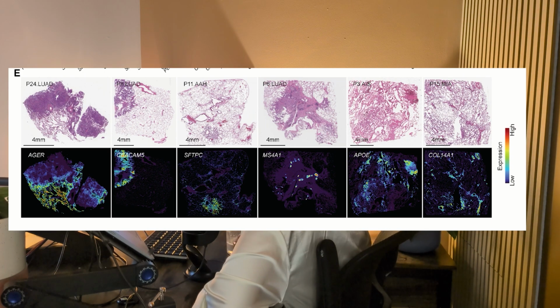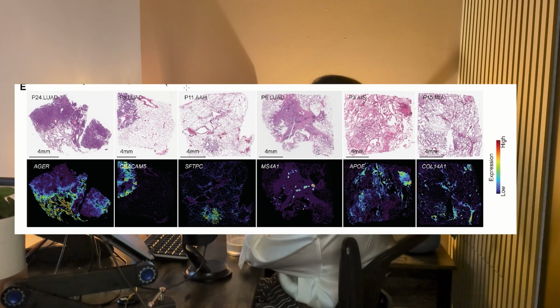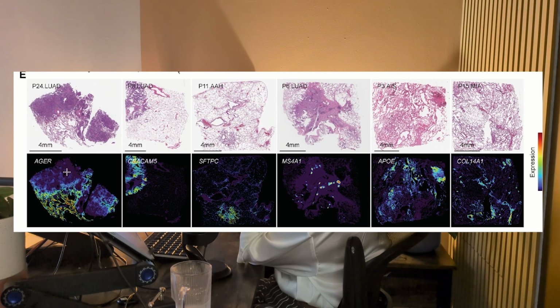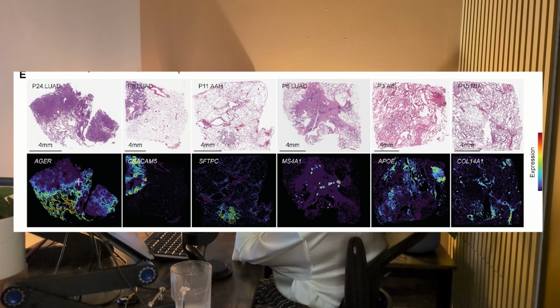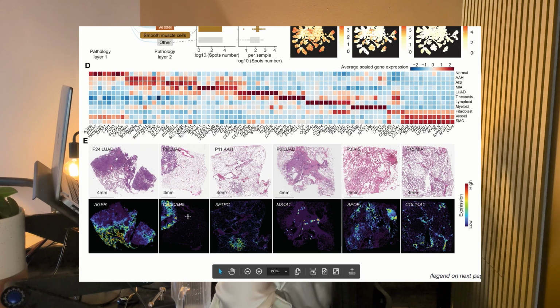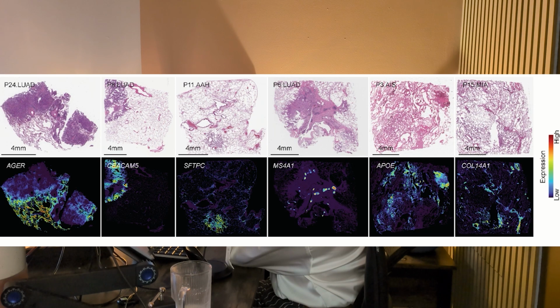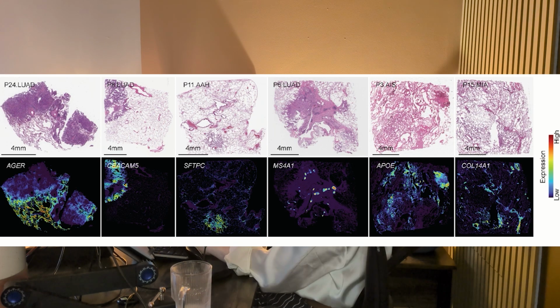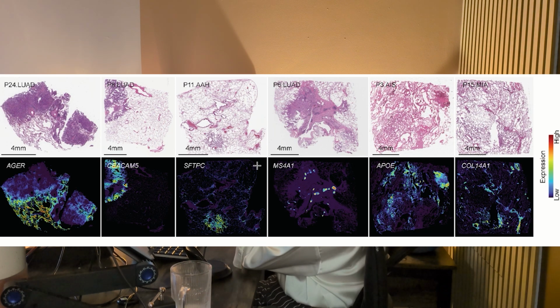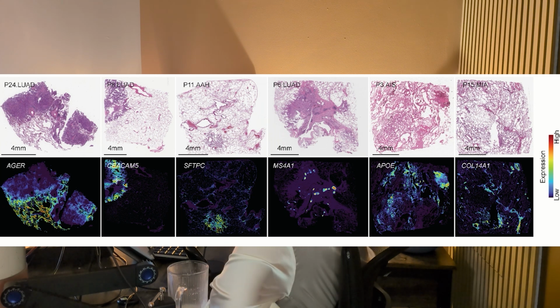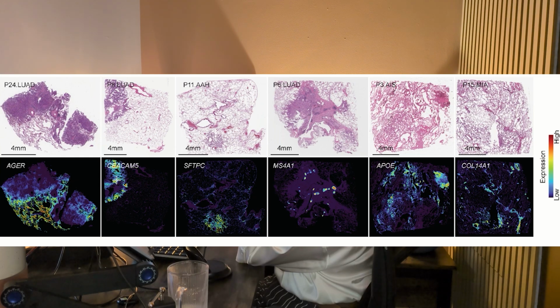This is where spatial modality shines. You can see SFTPC clearly marking normal alveolar regions, AGER marking AT1 cells, CEACAM5 highlighting tumour clusters, and MS4A1 identifying lymphoid aggregates. This panel makes spatial structure of the lesions visible, the alignment of molecular identity with architecture, and sets the stage for all the higher resolution niche and clonal analyses later in the paper.